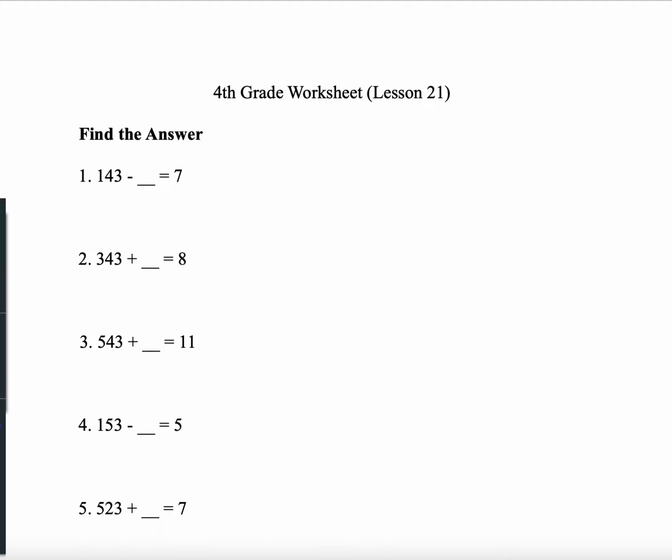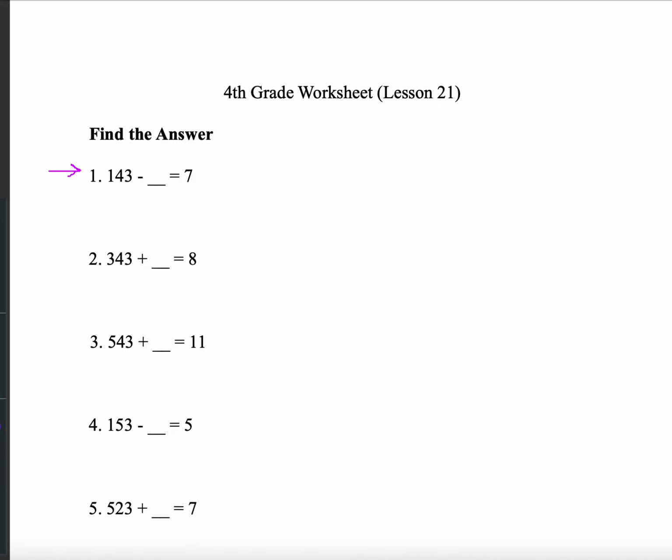Let's look at number one. It's 143 minus blank equals 7. So we need to find out that blank. And in order to find the blank, we have to do 143 minus 7 because the blank plus 7 equals 143.